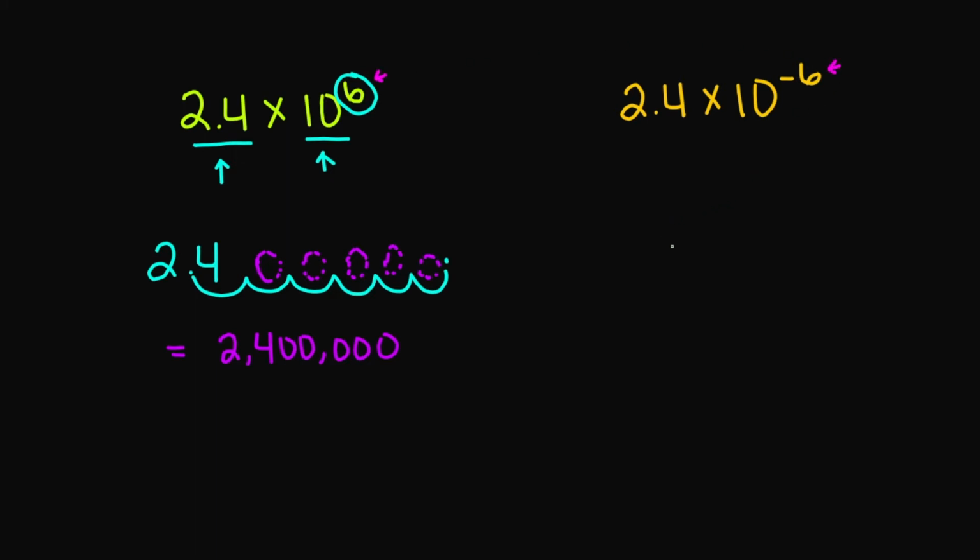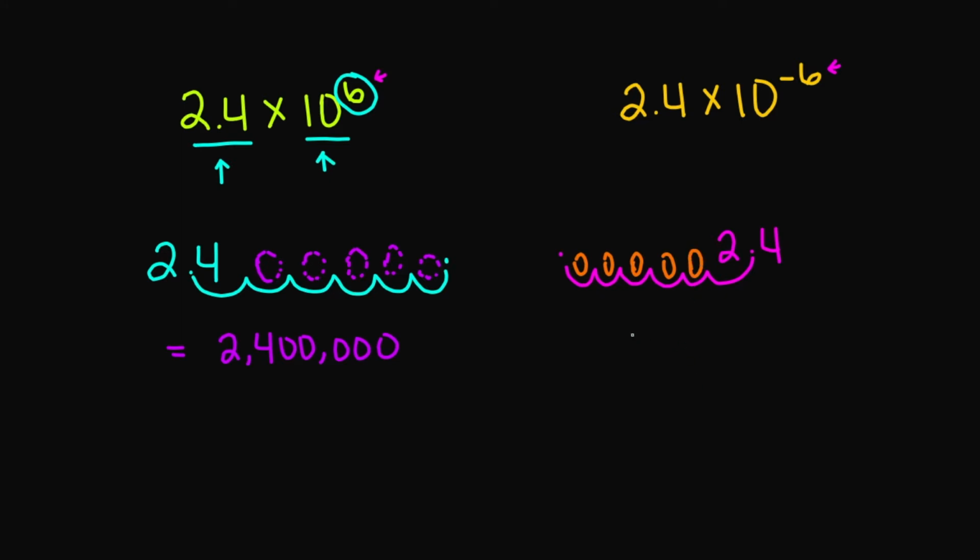So I'm going to do the same thing, except I'm going to move my decimal 6 places to the left this time. So we have 2.4, and I'm going 6 places to the left. So this is going to be 1, 2, 3, 4, 5, 6, and it puts us right here. My decimal is going to be right there. And I'm going to go ahead and just fill in the gaps here with zeros. So 0 here, here, here, and here.